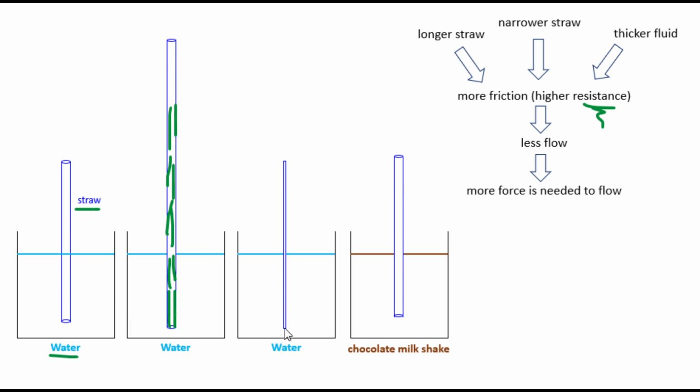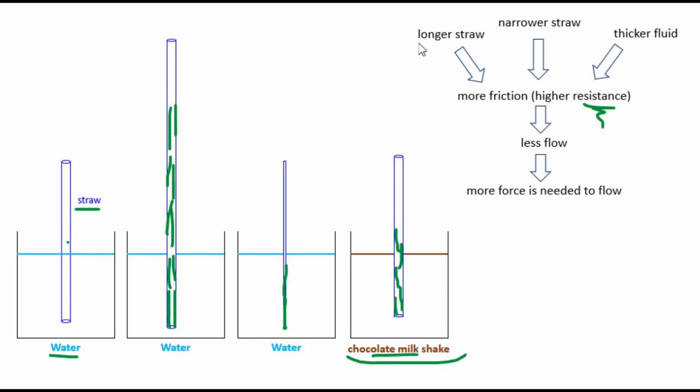The next is if you insist on using a very narrow straw. I'm sure that we all know that it's very difficult to drink through an extremely narrow straw because friction is really high. And in the third image, the straw is exactly what I used the first time. However, this time I'm trying to drink something really thick, like a chocolate milkshake. Some of you probably experienced that drinking a very thick milkshake through a straw is very difficult because the thicker the fluid is, the more friction it has with the wall and it does not flow easily.